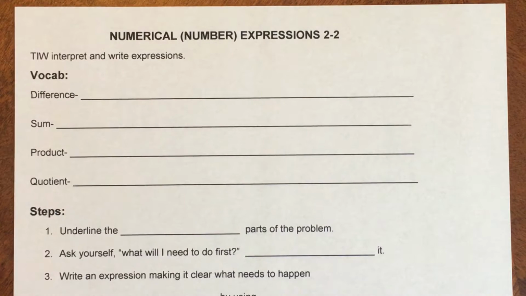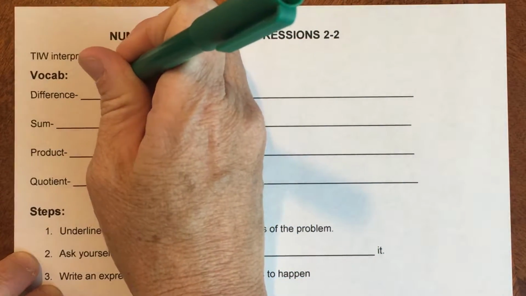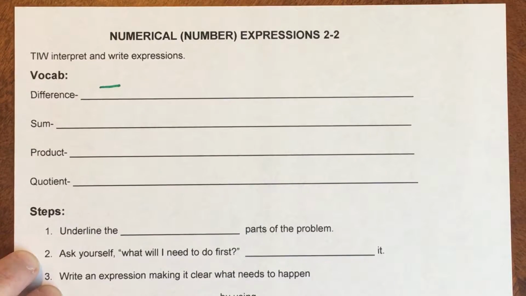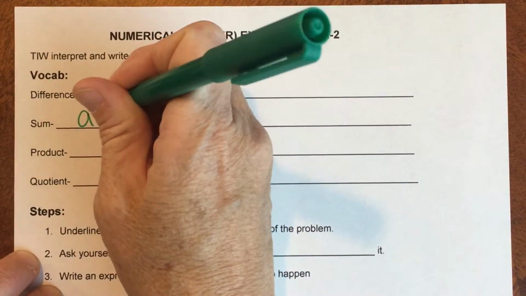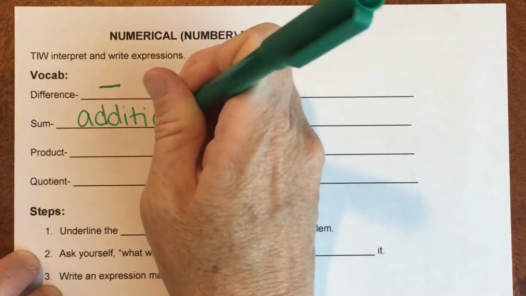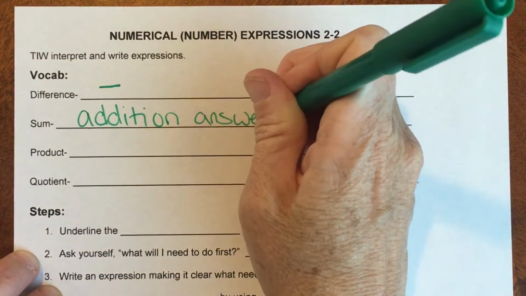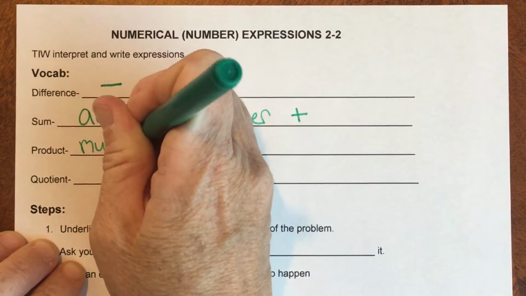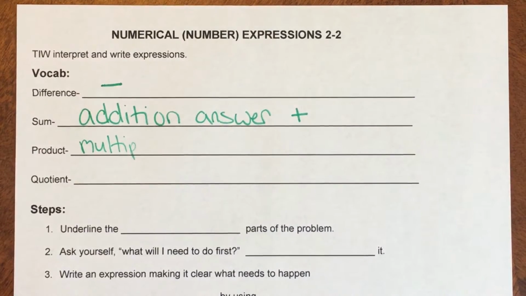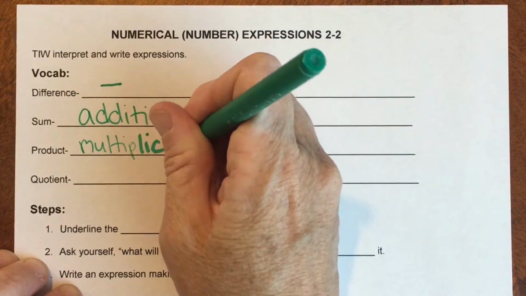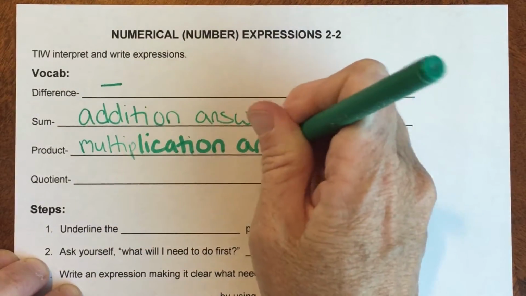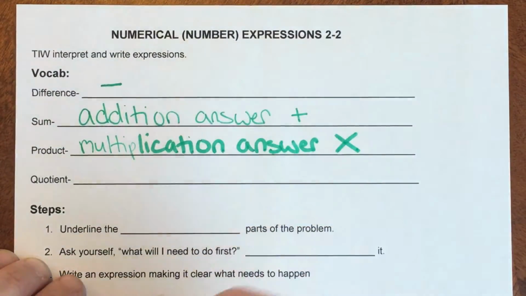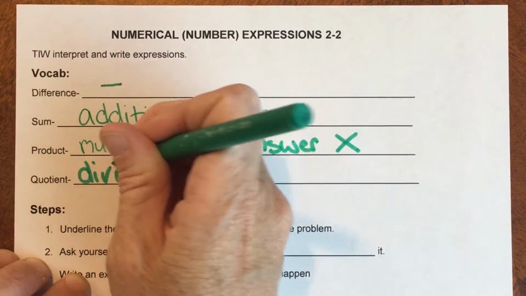Okay, our vocab tonight is based on the 4 operations. So the first one is the difference. The difference is subtraction. Sum is an addition answer. So it's an addition answer. Product is a multiplication answer. Oops, my pen's running out there. Sorry. Multiplication answer. So multiplication. And quotient is a division answer.